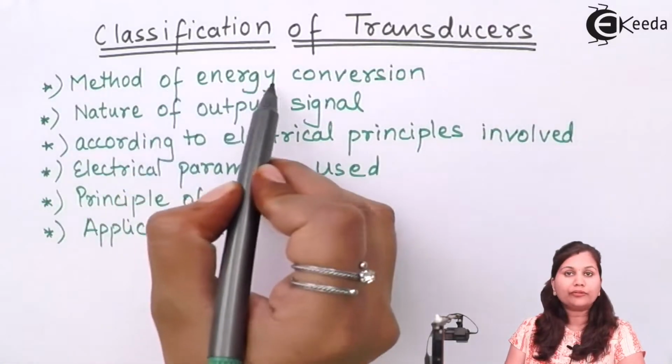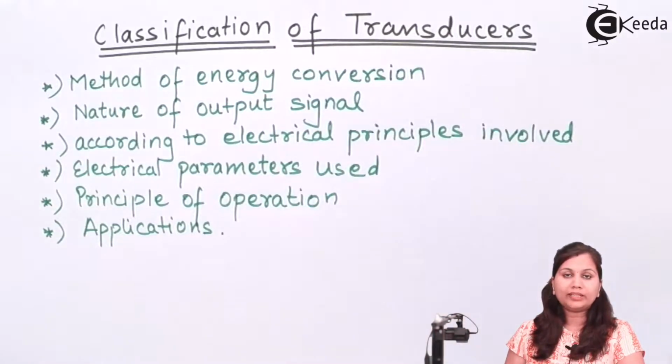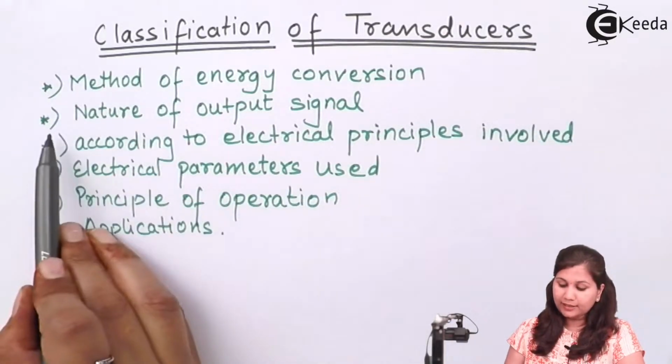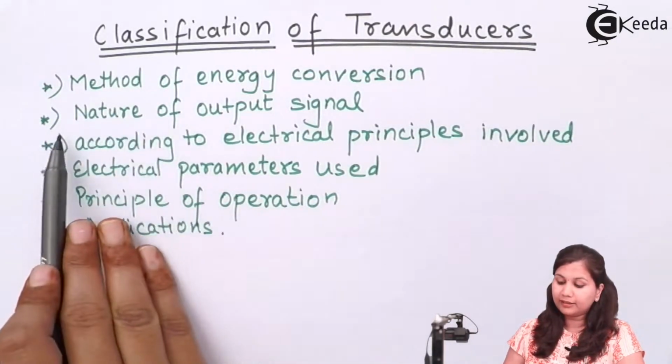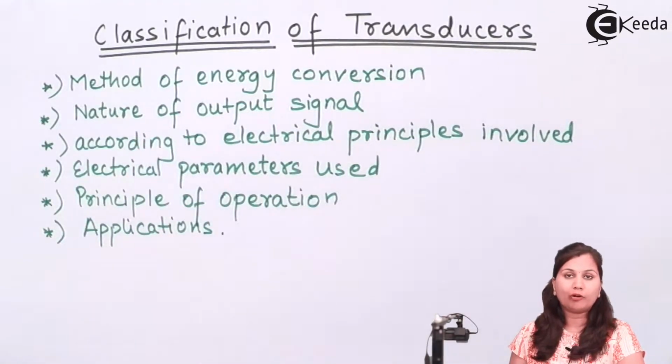First is the method of energy conversion. We know that we can define a transducer as a device which converts one form of energy into another form. So the method which is used for the conversion of the energy, on the basis of that we can classify the transducers. The second criterion is the nature of the output signal, whether the output signal is an electrical signal, a mechanical signal, an acoustic signal, or an optical signal. So on the basis of the nature of the output signal we can also classify the transducers.